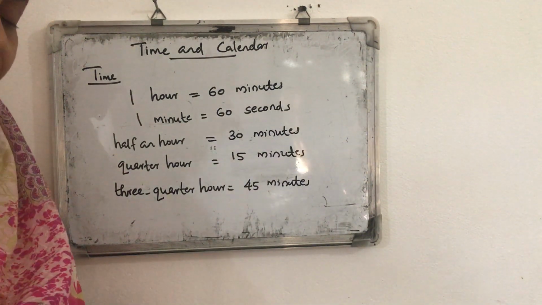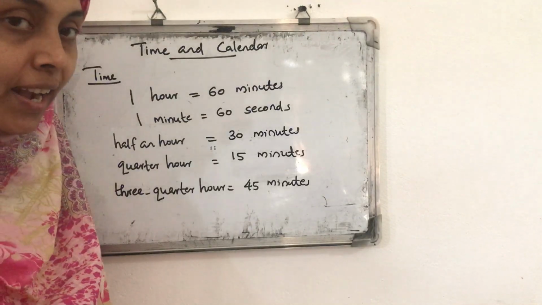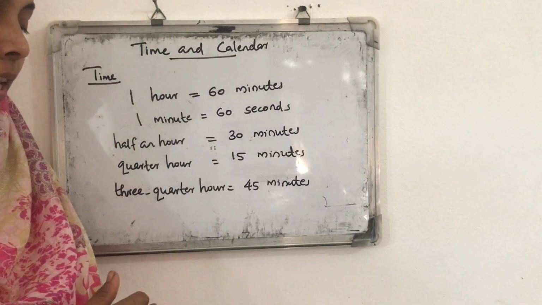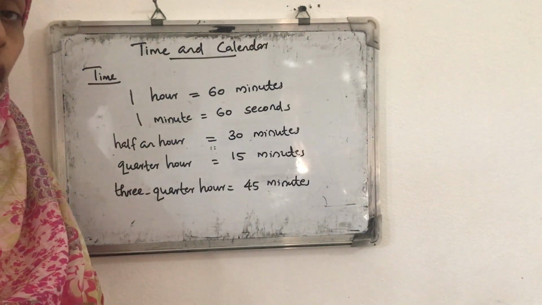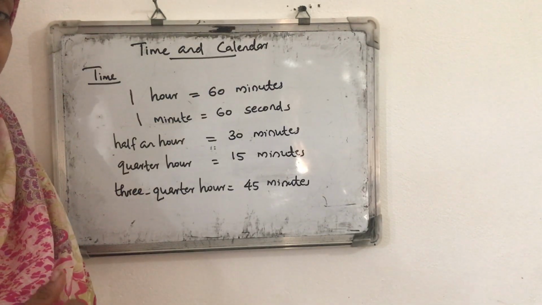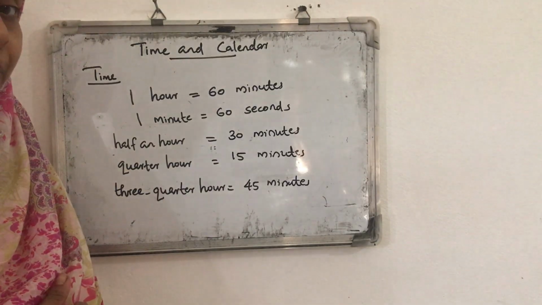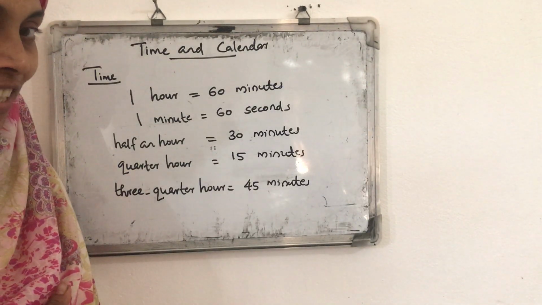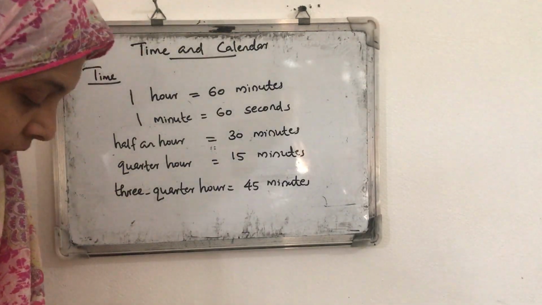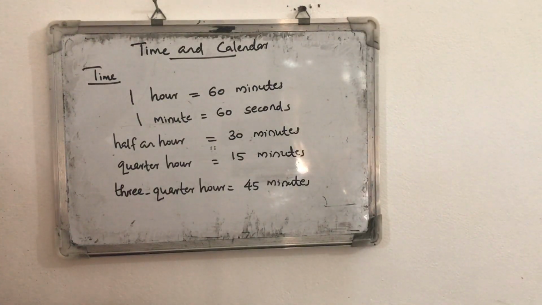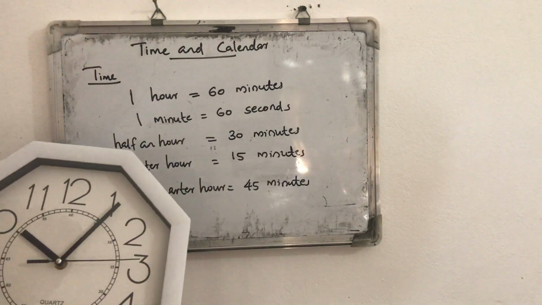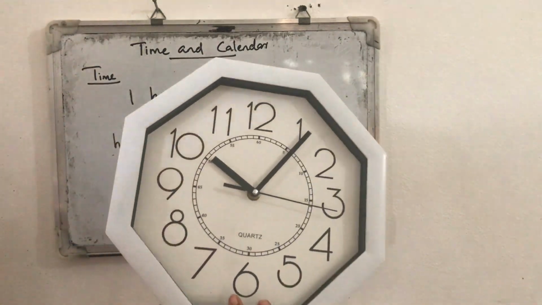Today we can start the next chapter, time and calendar. In that, first we can discuss about time. All of you know how we measure time, using which instrument we measure time. All of you know that. What is it? Clock. All of you see that clock in your home. Now consider, using this clock we can study the chapter time.